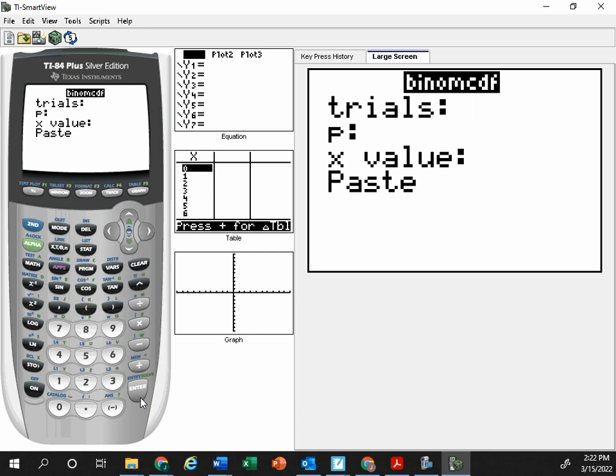So how many trials are there, guys? 20. We're still planting 20 seeds, right? Okay. What's the probability? Did it change? Okay, 0.85. All right, what is your X value? It is 11, okay? It's because it said less than 12. That means don't include the 12. That means up through 11 of them germinate. So we're going to put 11 there.